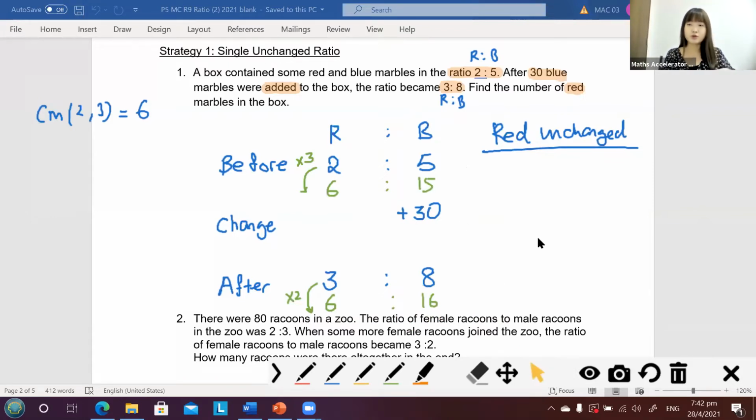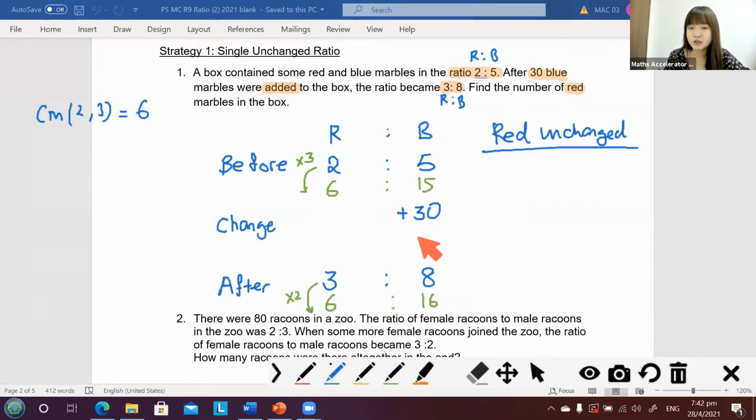Because ratio is always in one set, it's like a group. So if you times 3 here, here also must times 3. You times 2 here, here also must times 2. So now the green ratio, or the other colored pen that you used, is the correct ratio that we're using because the red didn't change, 6 and 6, before and after. Therefore, from 15 units, you ended up with 16 units.